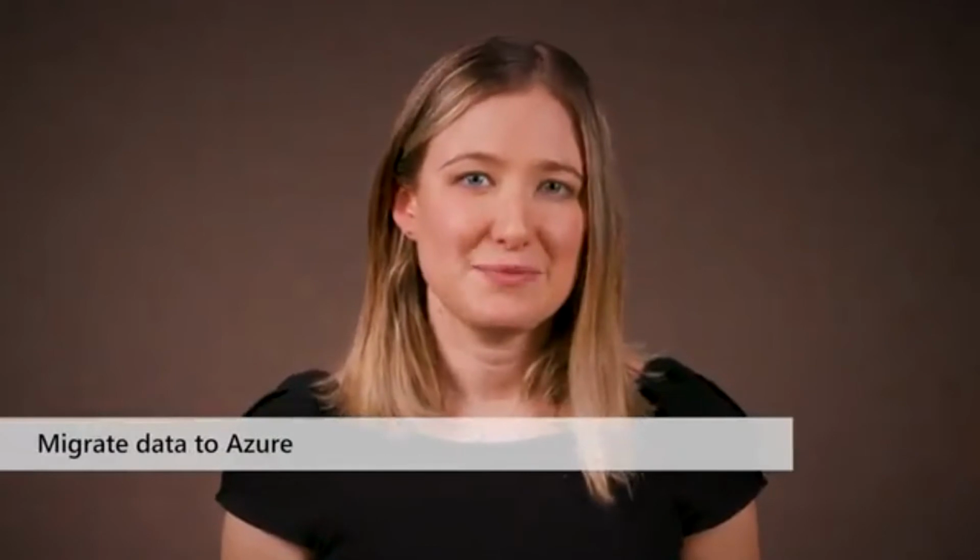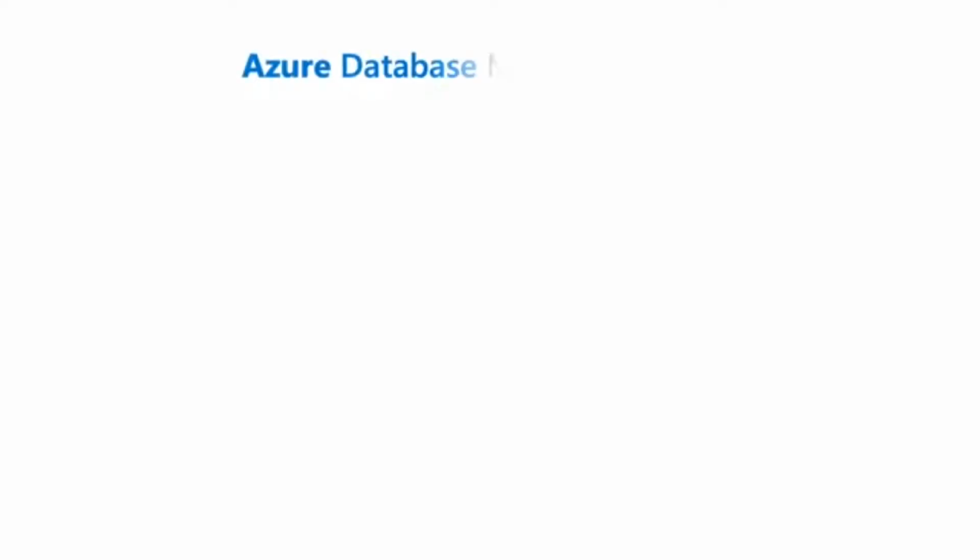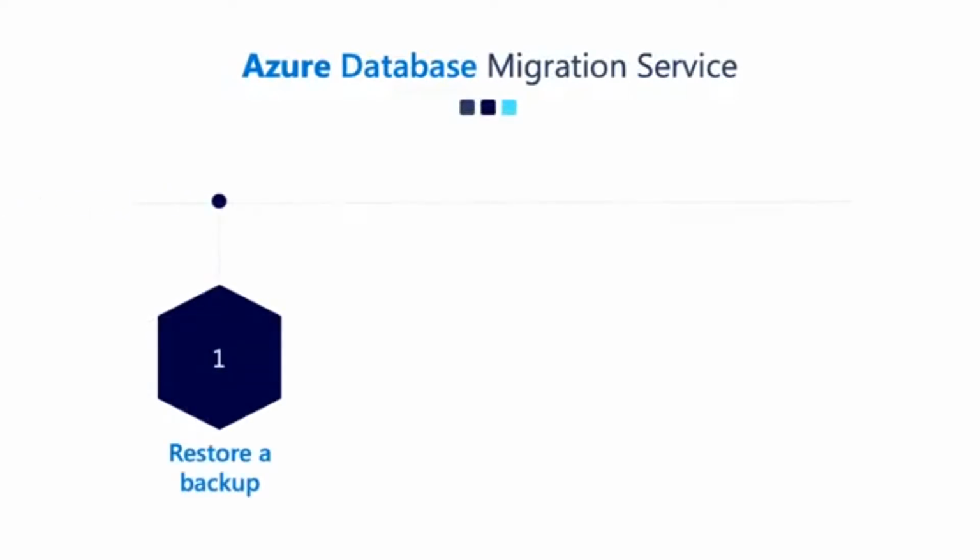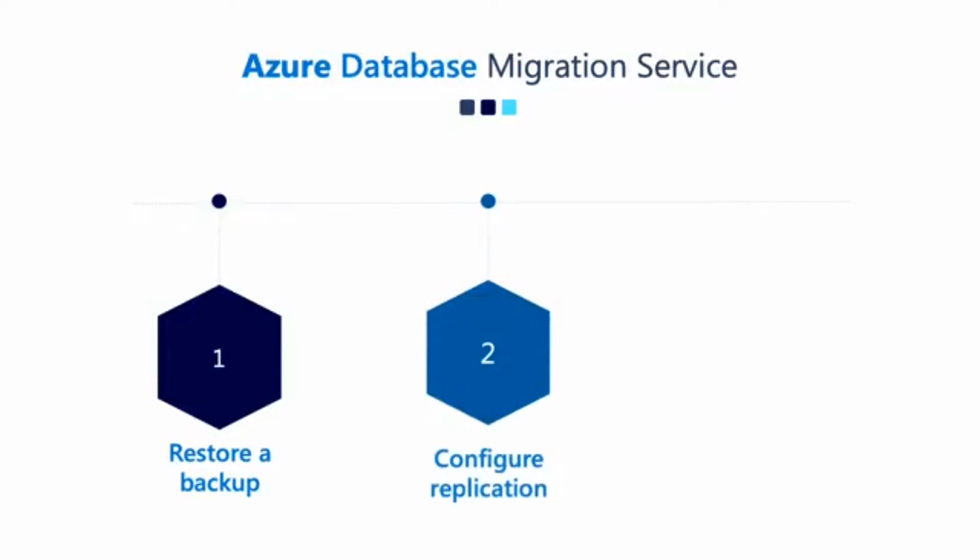If you have existing MySQL, MariaDB, or PostgreSQL databases running on-premises, and you want to move the data to a database running the corresponding data services in Azure, you can use the Azure Database Migration Service, or DMS. The Database Migration Service enables you to restore a backup of your on-premises databases directly to databases running in Azure Data Services. You can also configure replication from an on-premises database so that any changes made to data in the database are copied to the database running in Azure Data Services.